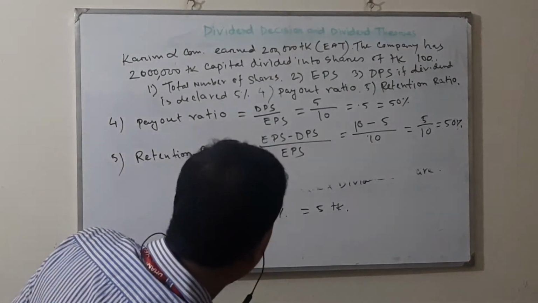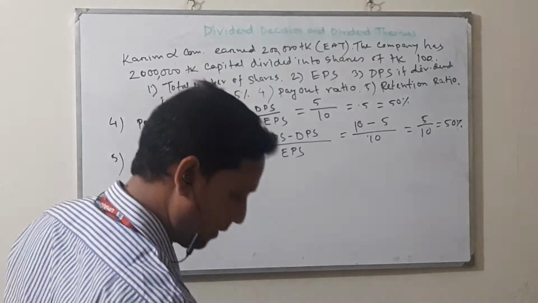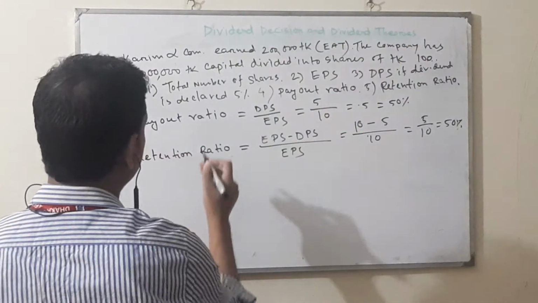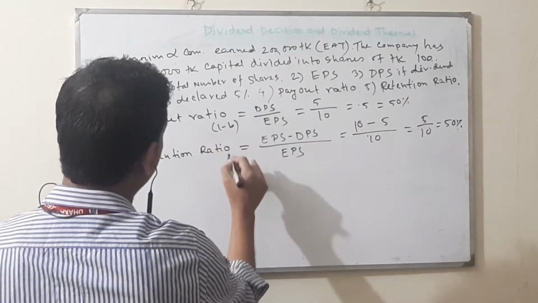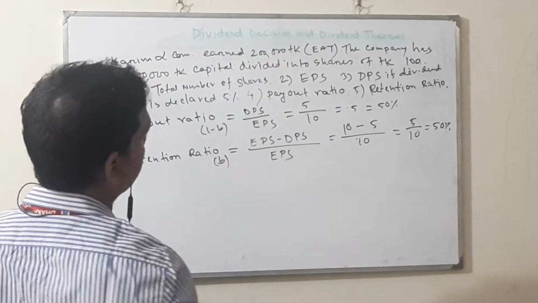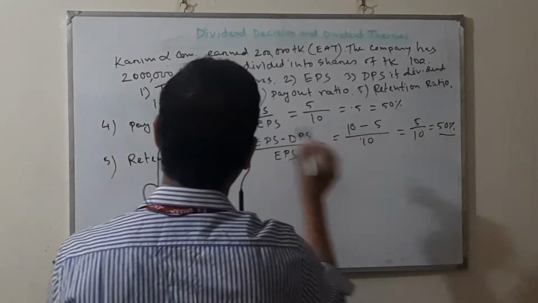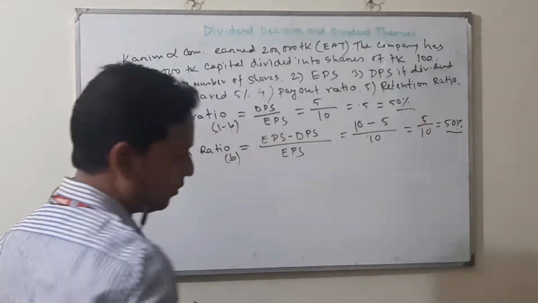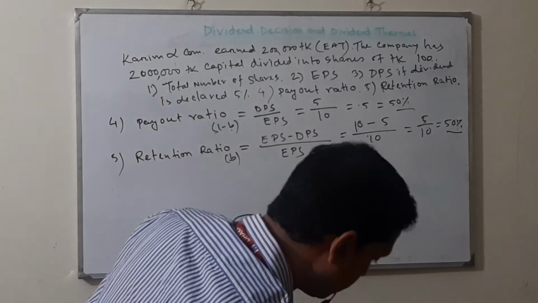It is called 1 minus b, where retention is b. So b is 50%, then 1 minus b, I mean 1 minus 50%, equals 50%. So we will bring it out in another way.